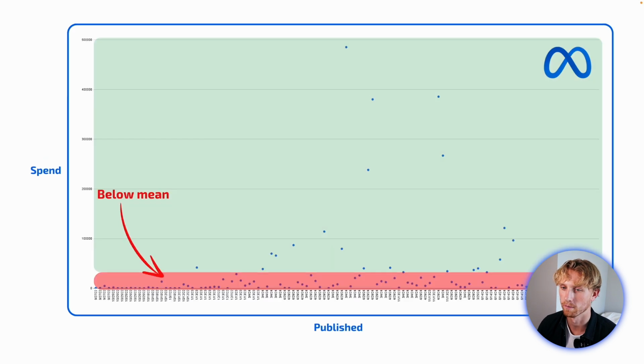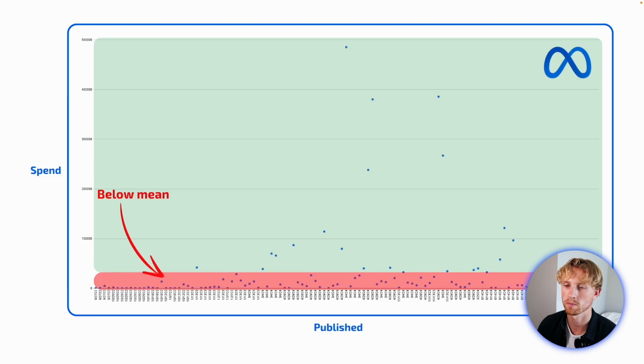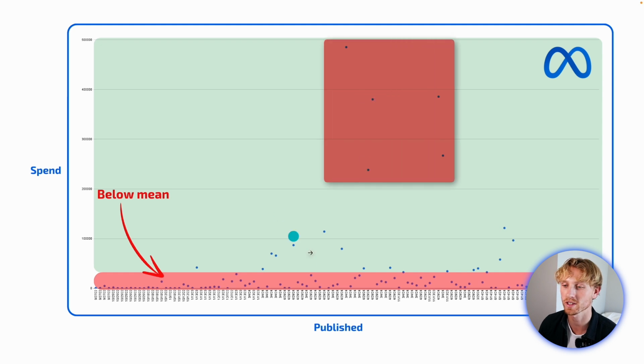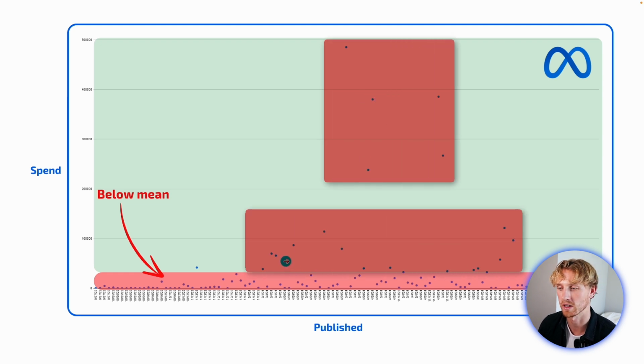Now, the red section here is what's below the mean. That means these ads have a below average amount of spend. Spend in this case indicates scalability. If an ad doesn't get a lot of spend, it means it's not profitable and it doesn't get prioritized. All of the ads in the green section have an above average amount of spend, or above the mean, which basically means they were winning ads, scalable ads. But there's still a big difference between the scalable ads, the best performers, and the ones that just got enough spend to be above average.